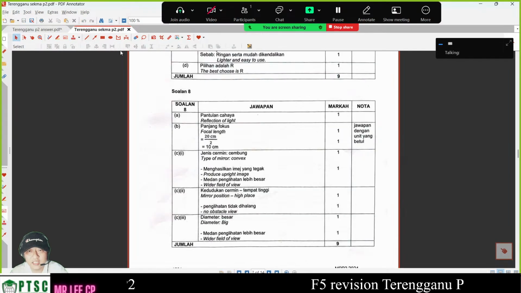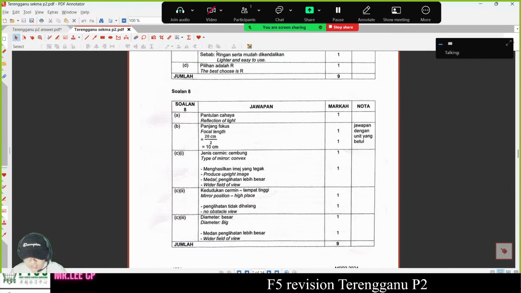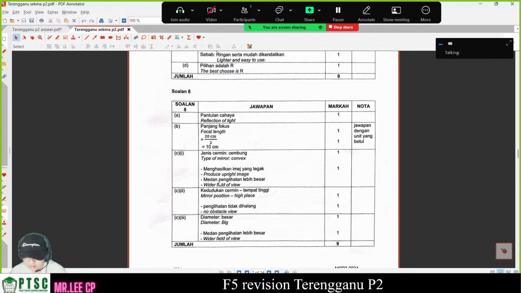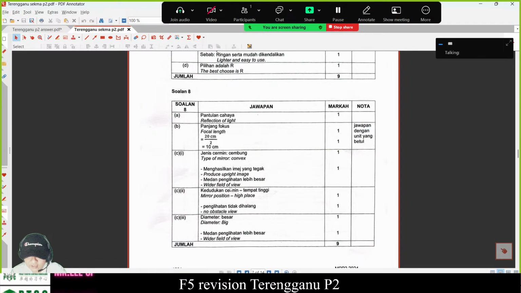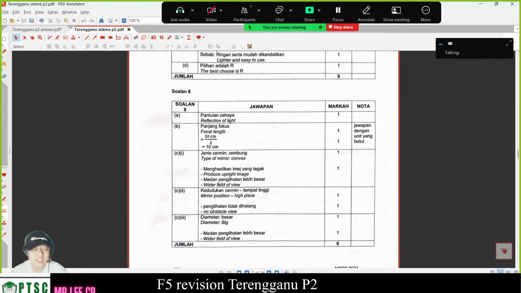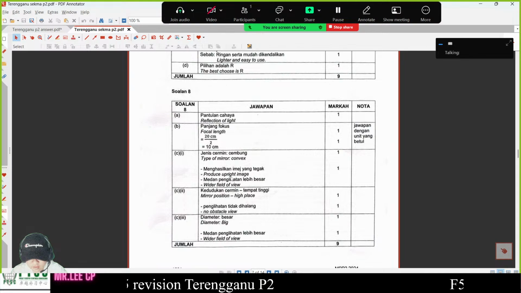It can reflect more light. Okay, so you see, the type of the mirror is a convex mirror, so it produces an upright image and a wider field of view. Okay, same meaning. All right, you got one, then enough. Okay, so produce upright image.